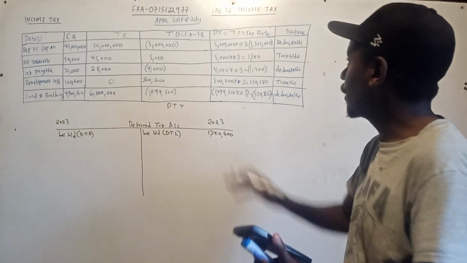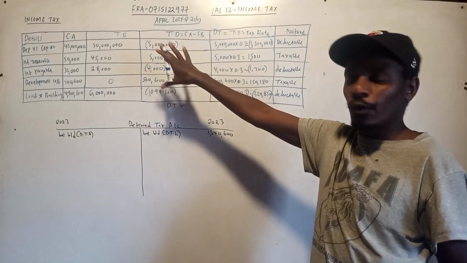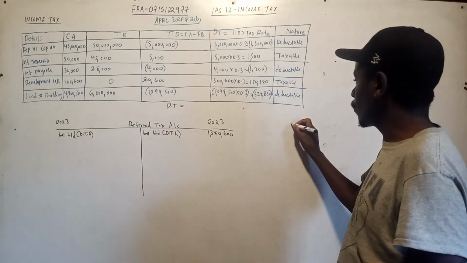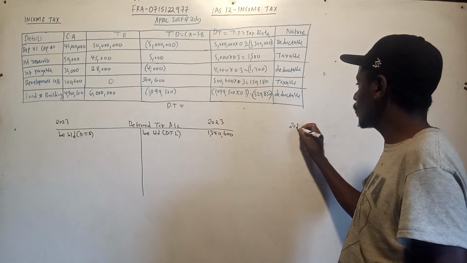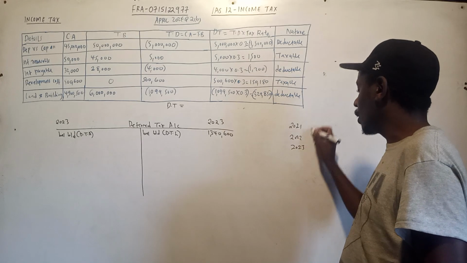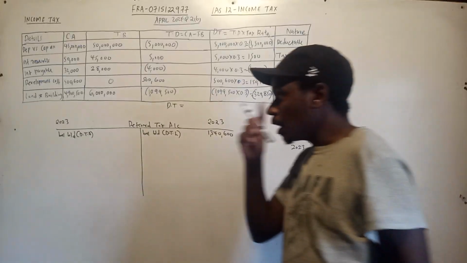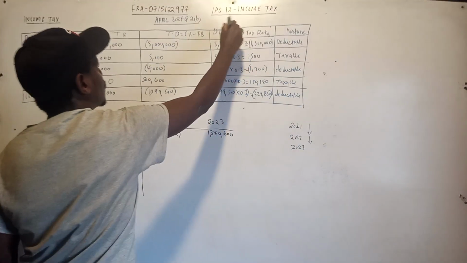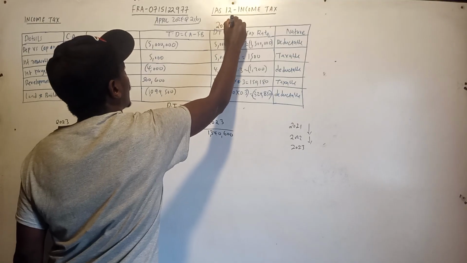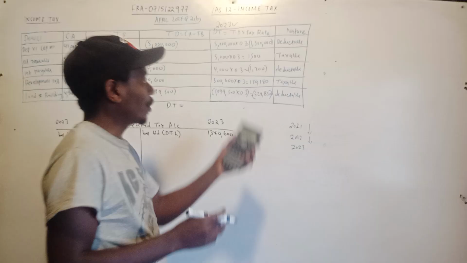Because this one is for only 1 year, we cannot check for increase or decrease. But if it was for 2021, 2022, 2023, and so on, we could have checked if we have an increase or a decrease. But because this one is for only the 2023 period, we don't have any increase or decrease, so we add them together.